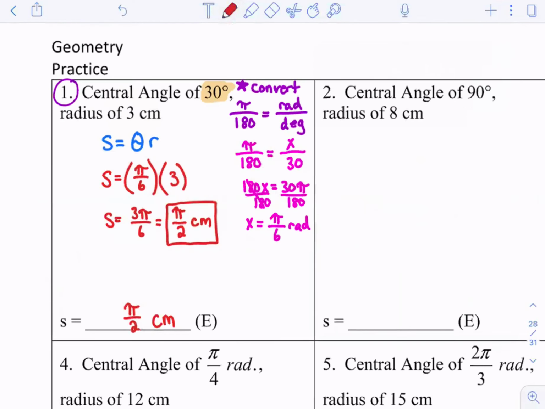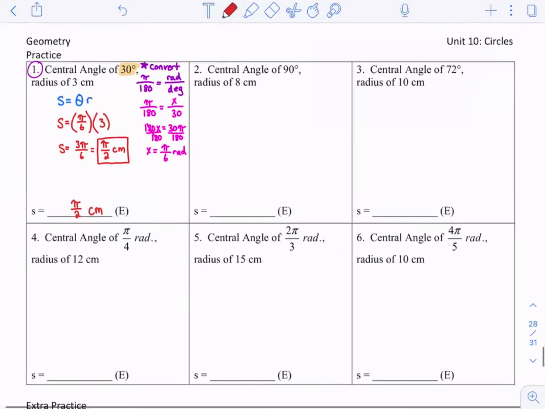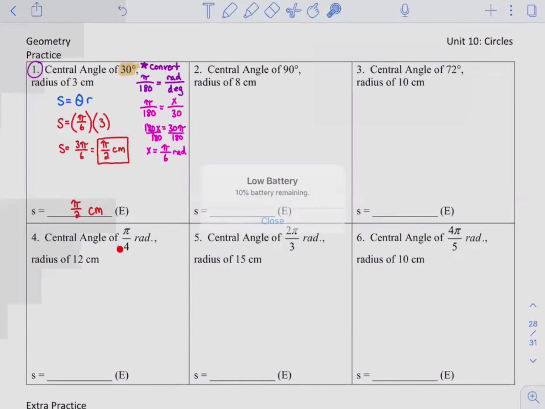Look, there are 2 other problems that you have to convert, right here and right here. But if you look at number 4, do we have to convert here? Yay, we do not. It already gives it to us in radian.